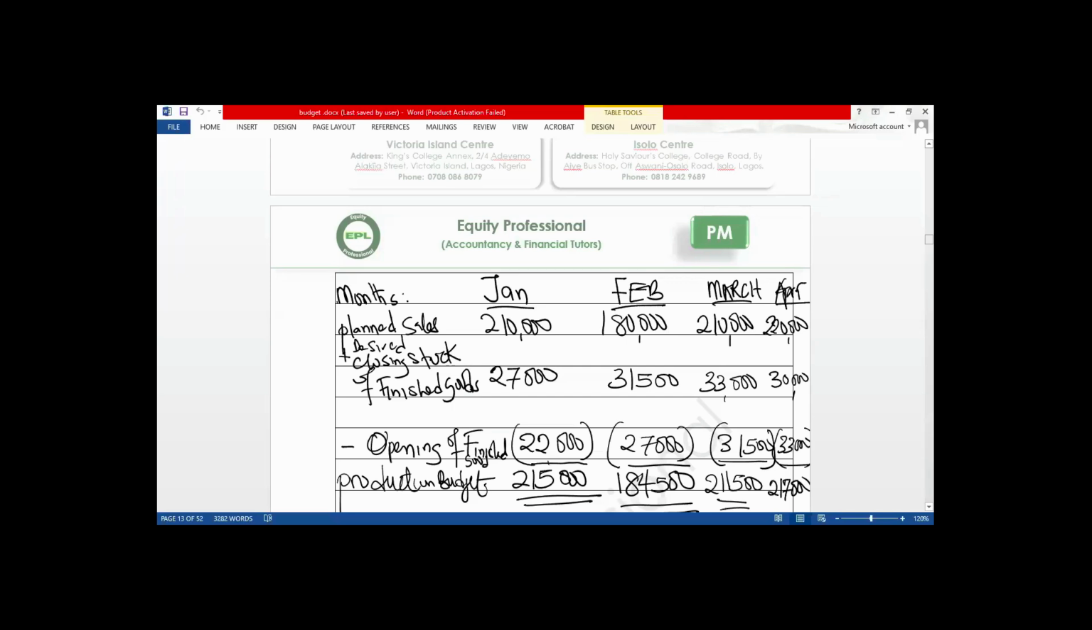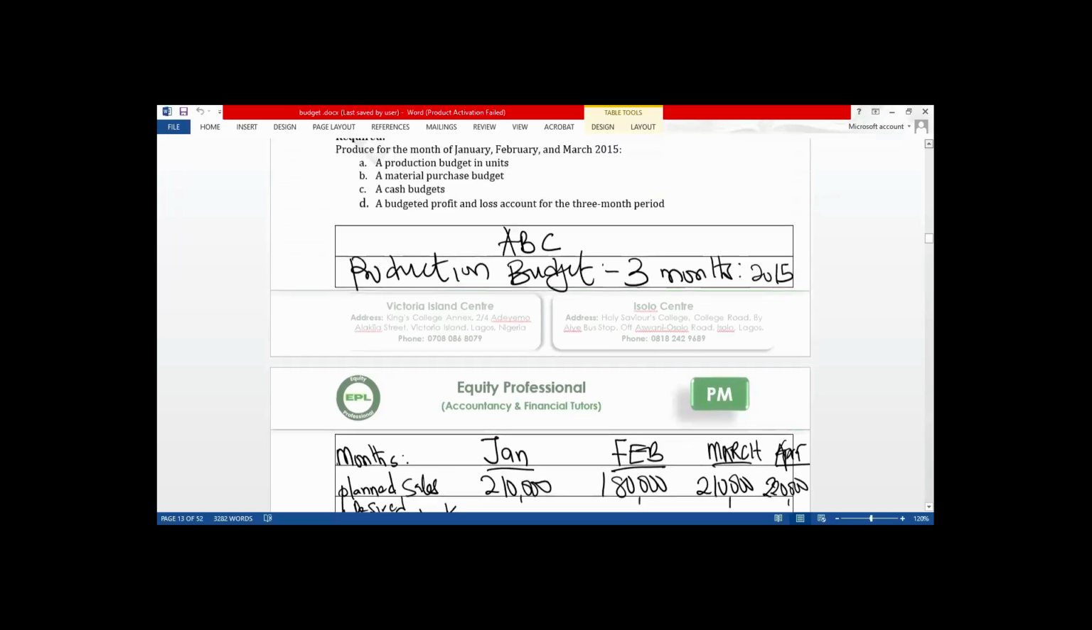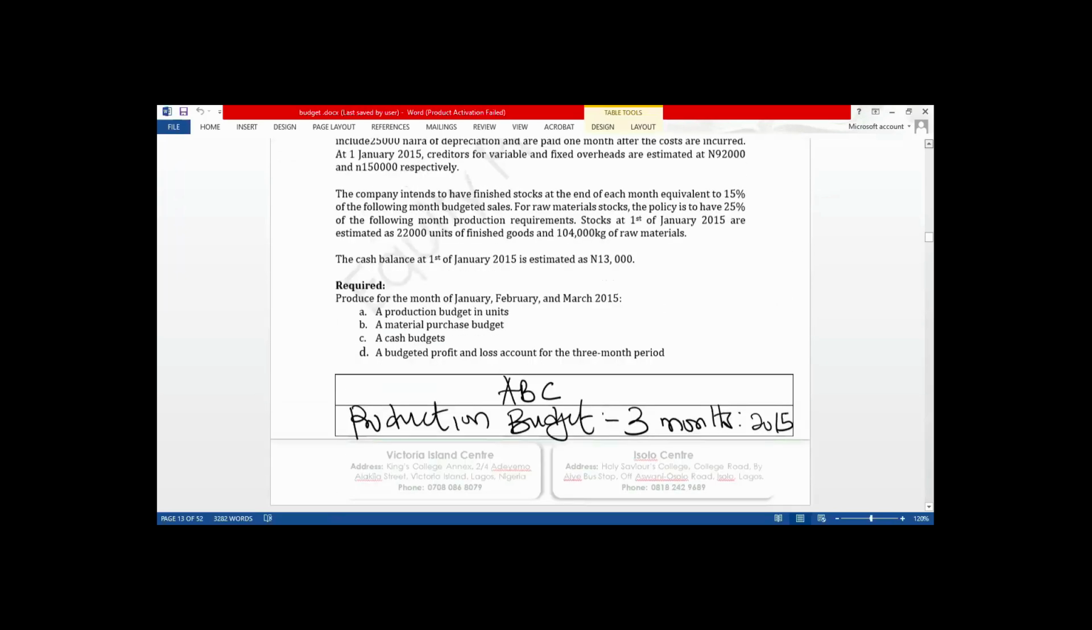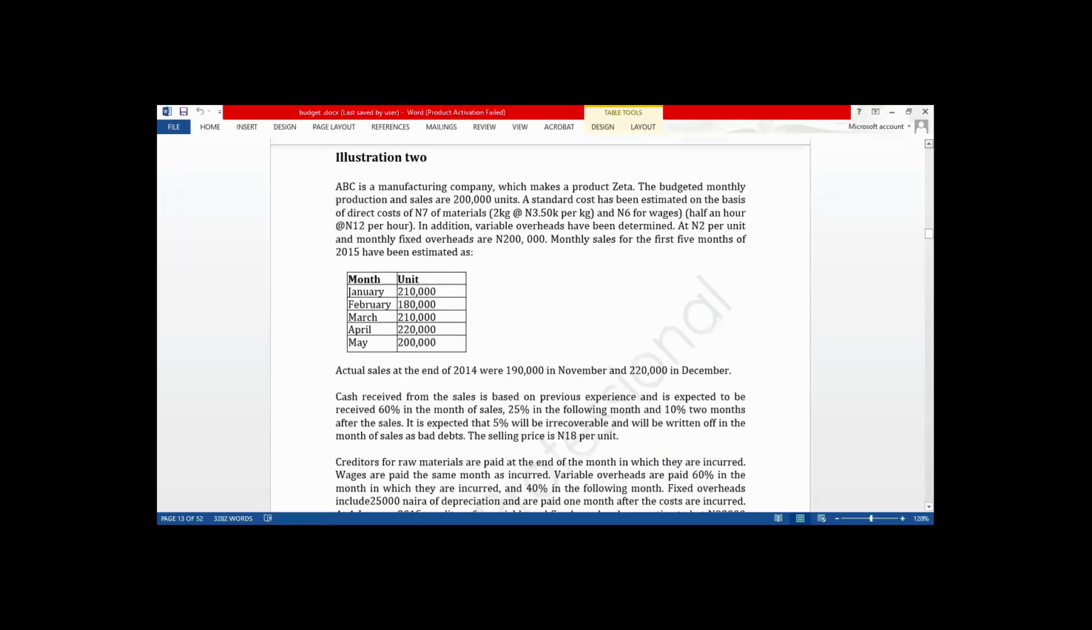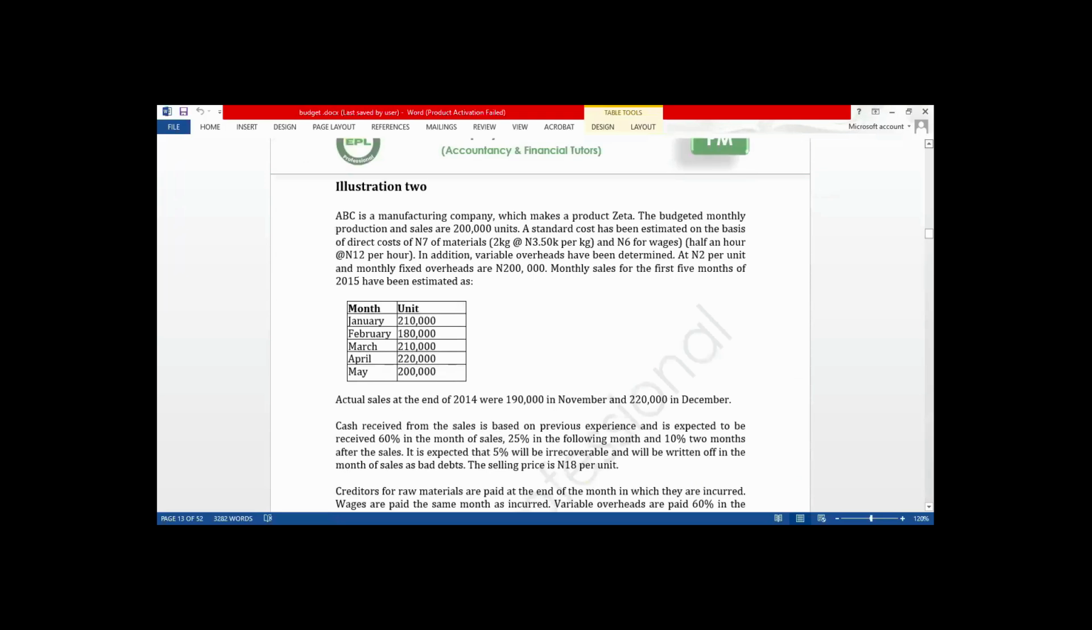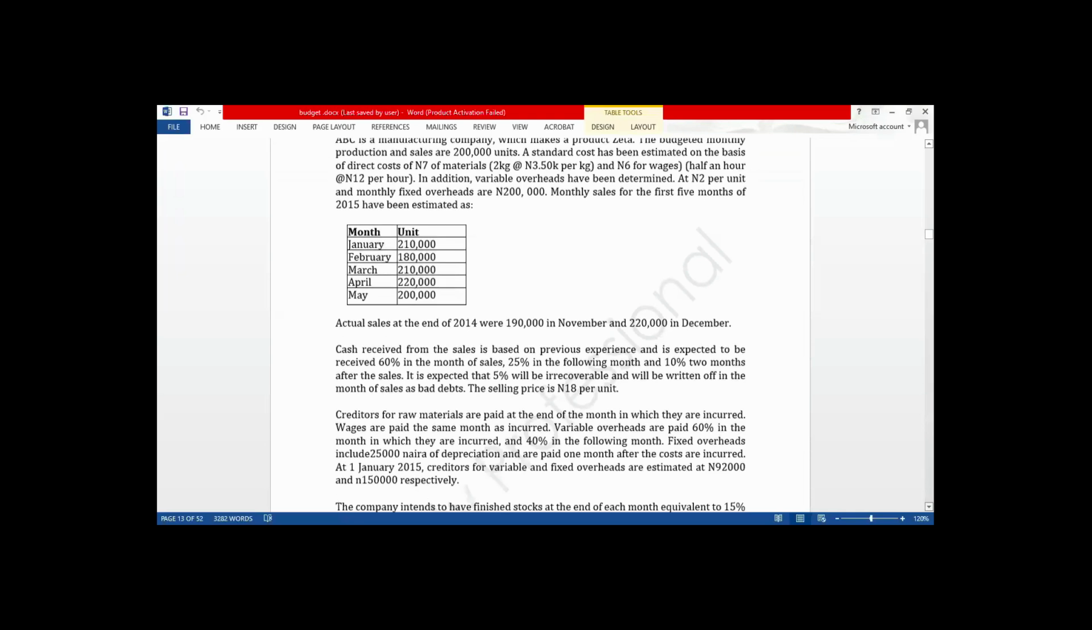Last week, we actually solved 2 questions. We solved question number 1, Eco Limited. We also started question 2. Look at question 2, ABC Manufacturing Company. This question we have solved. Look at the question, please.